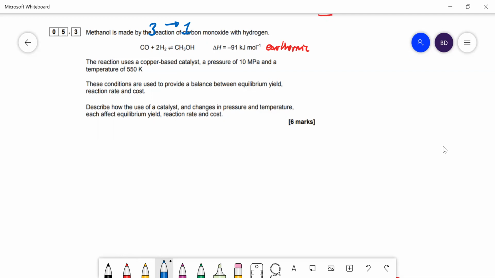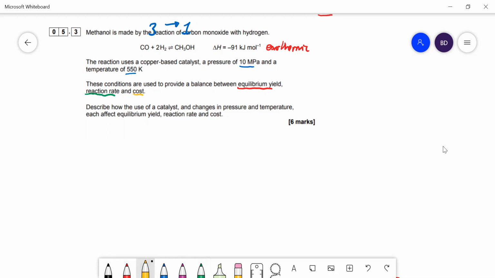Okay, it says we're going to use a high pressure of 10 megapascals and a temperature of 550. And they use these conditions because you get a balance between equilibrium yield, the rate of reaction. Let's do this in different colors. So we've got to think about equilibrium yield and the conditions. We've got to think about the rate. And finally, we've got to think about the cost.